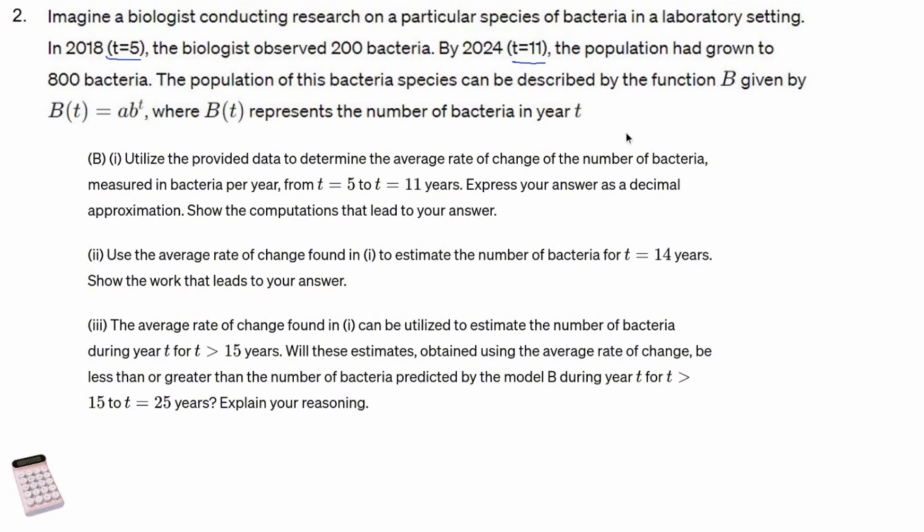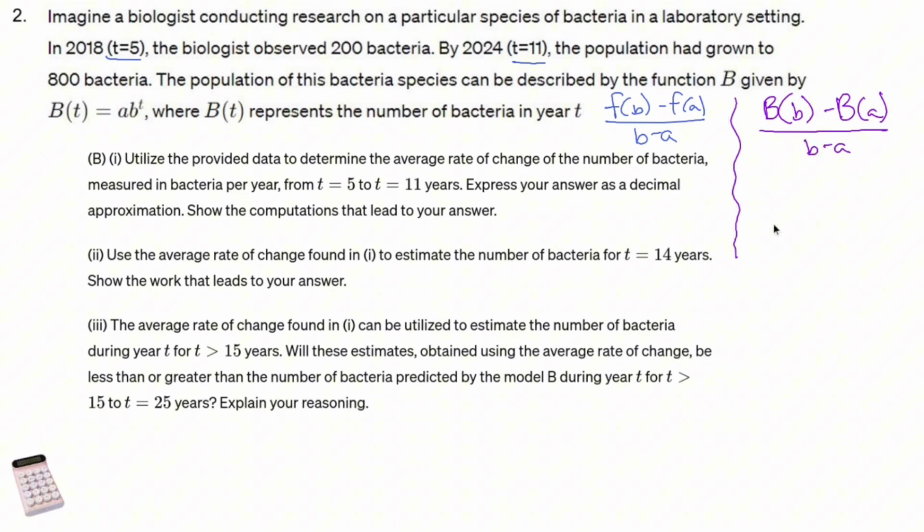Normally, when you think average rate of change, you think f of b minus f of a over b minus a, right? Well, the same thing's going to happen here, except I'm going to use B's and t's. But I'm still going to use little b's and little a's. So this is the part that counts. That blue part doesn't count. I'm going to write out capital B of b minus capital B of a over b minus a.